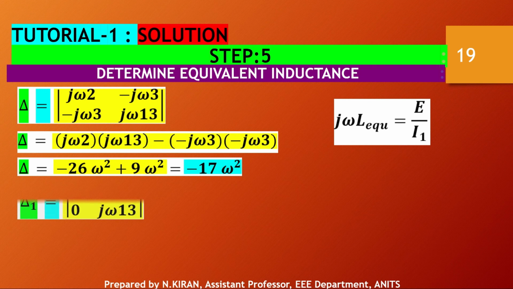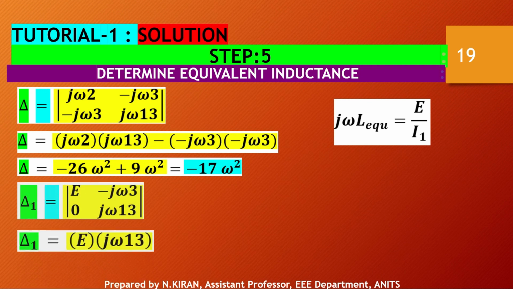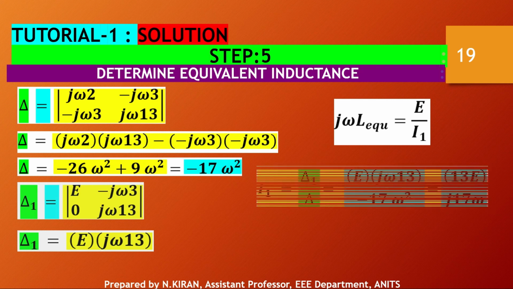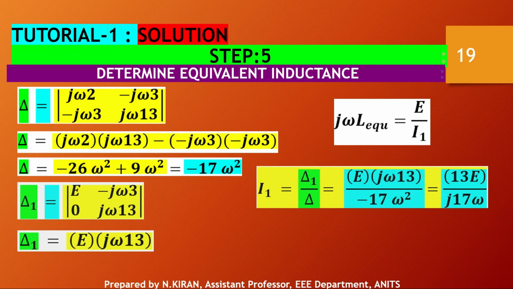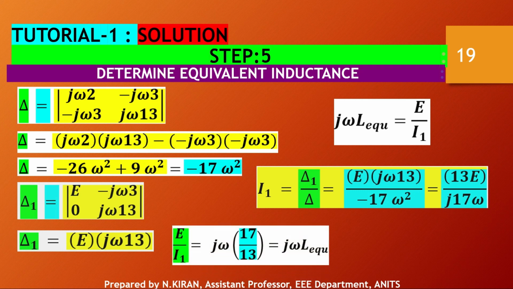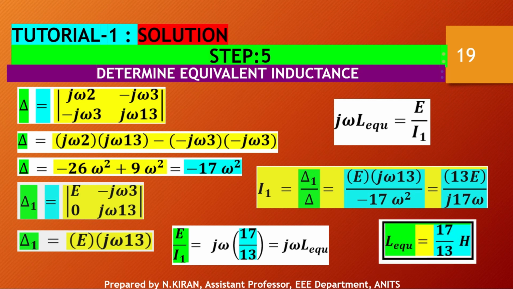According to Cramer's rule, I'll get the following expressions for delta as well as delta 1. After obtaining delta and delta 1, I1 will be nothing but delta 1 by delta. From that expression I can find the ratio of E by I1, and after obtaining the ratio it will give me the equivalent inductance of the entire coupled circuit to be 17 by 13 Henries.